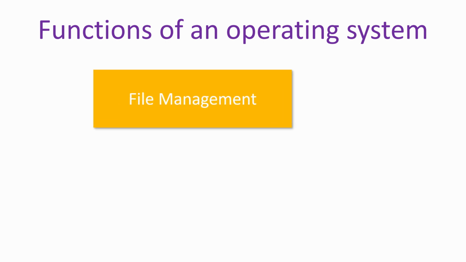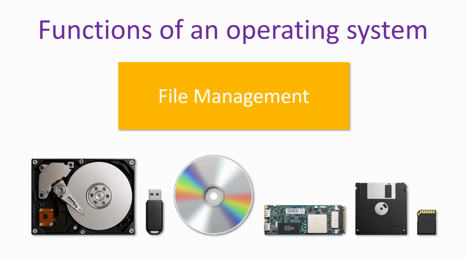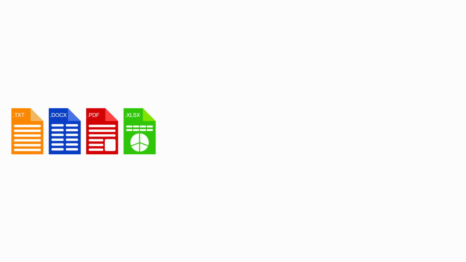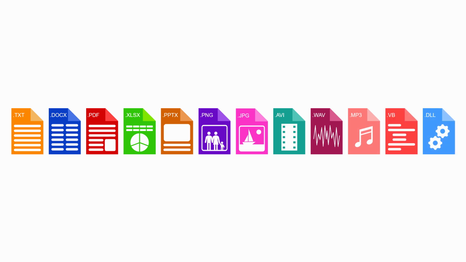The final function of an operating system is file management. Operating systems give users and applications easy access to secondary storage. This is made possible with files and folders. There are lots of different types of file, depending on the applications used to create them. For example, there are text documents, spreadsheets, presentations, images, movies, audio files, program files, and many, many more.